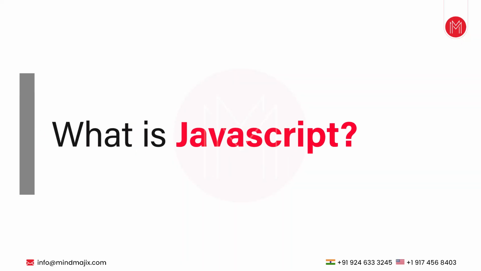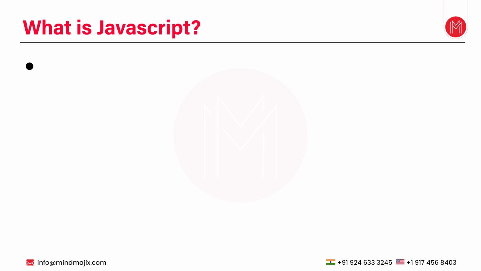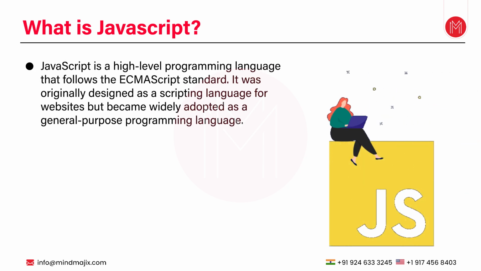So the first point over here is, what is JavaScript? JavaScript is a high-level programming language that follows the ECMAScript standard. It was originally designed as a scripting language for websites, but it became widely adopted as a general-purpose programming language, and in today's time, it is one of the most popular programming languages in use. JavaScript is pretty much unique because it can run directly in your web browser, and not just on servers.